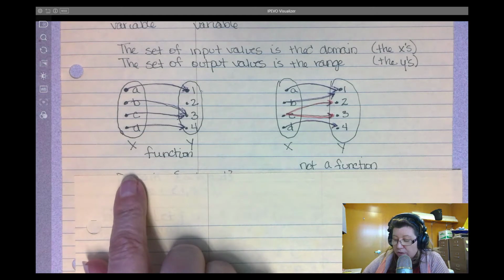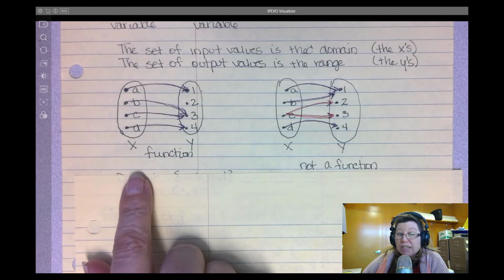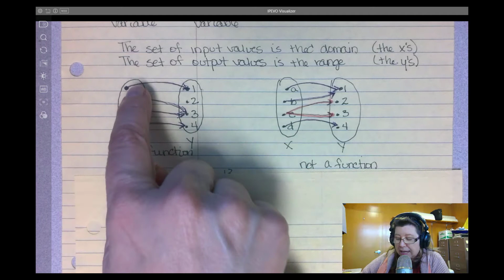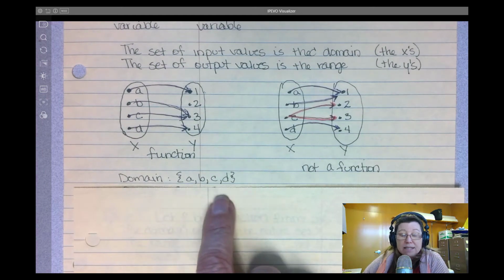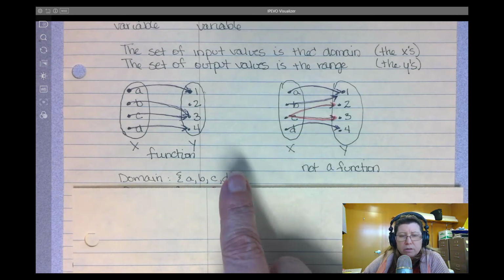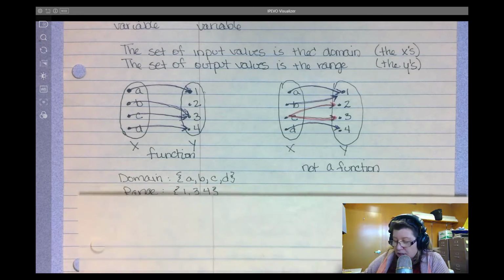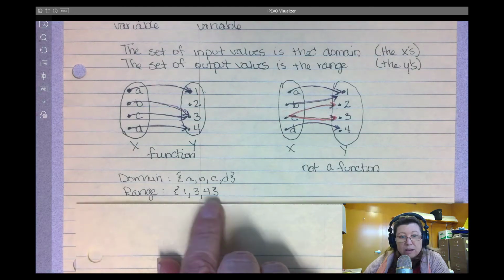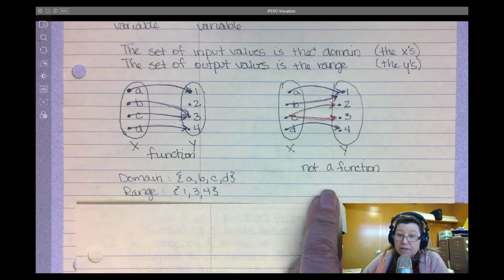Now let's figure out for the first function what the domain and range is. The domain are all the values of x we're allowed to put in, and we are allowed a, b, c, d, and therefore the domain is the set a, b, c, d. What pops out? 1, 3, 4. I know 2 is over there, but nothing's pointing to 2. And therefore, our range is the set 1, 3, 4. Because the second set is not a function, it does not have a domain and range.